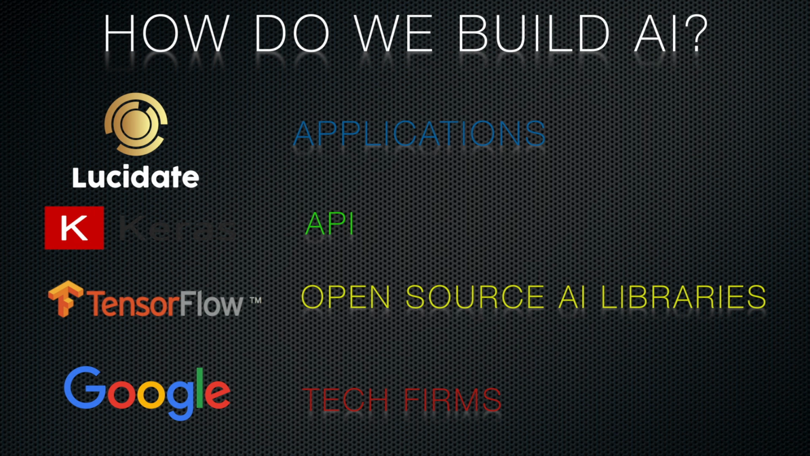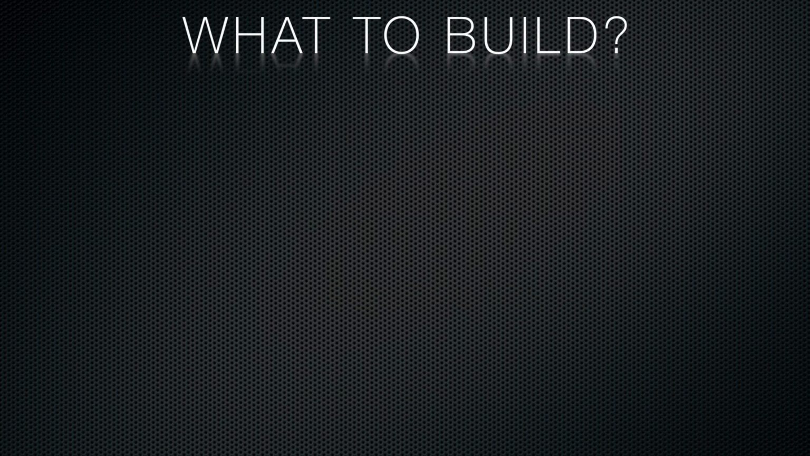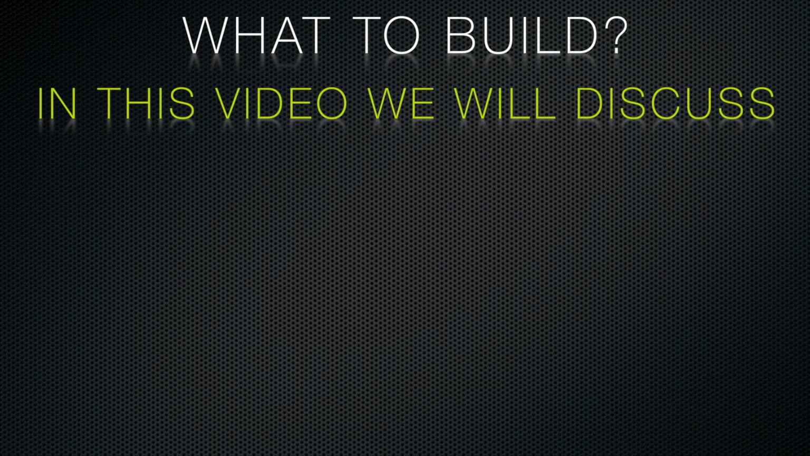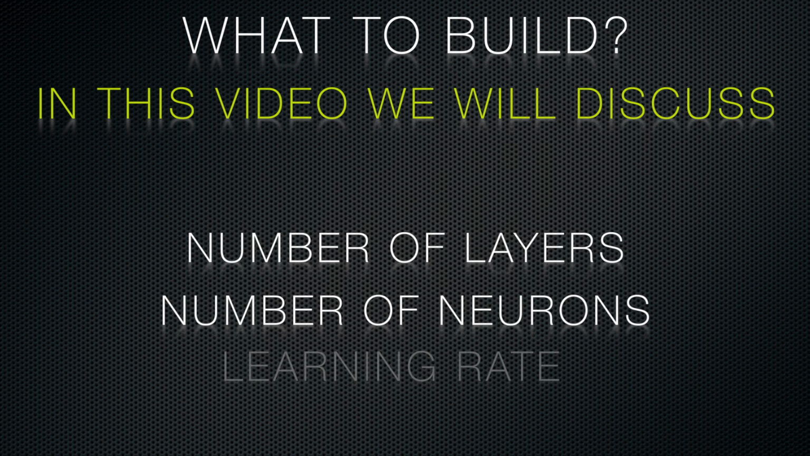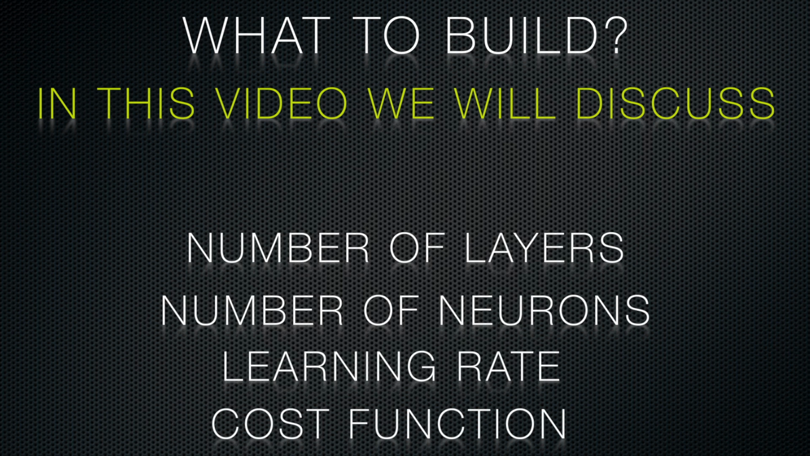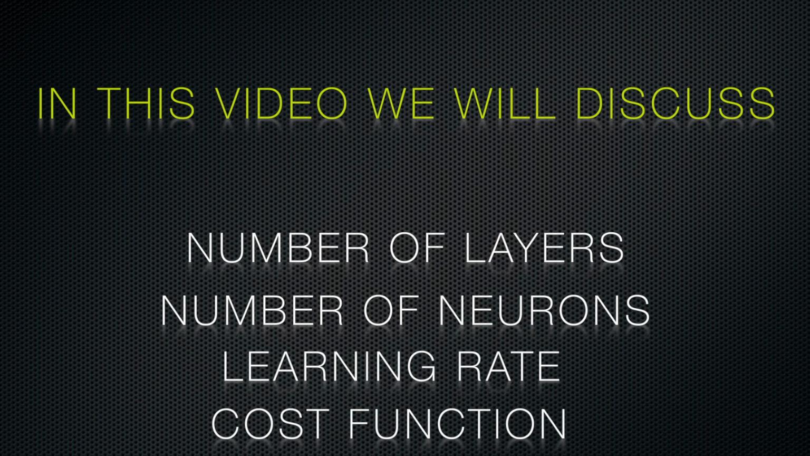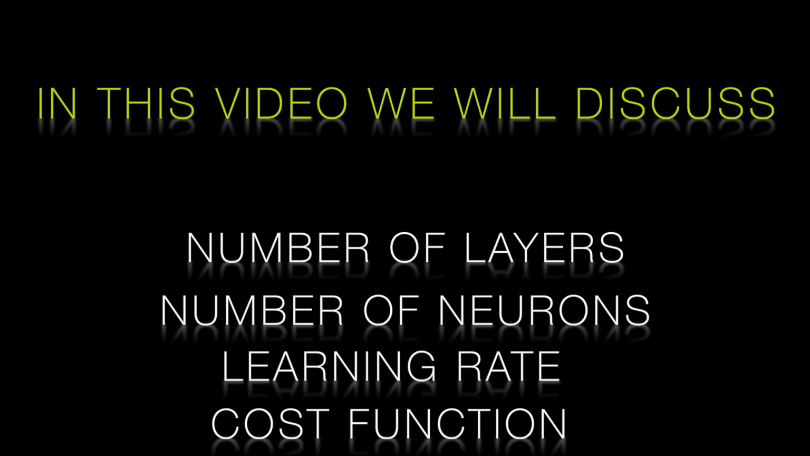We haven't yet discussed the what questions. What will be the configuration? By which I mean, what is the ideal number of hidden layers, the number of neurons per layer, our learning rate, our cost function? These are important questions, but they do have vague and fuzzy answers.